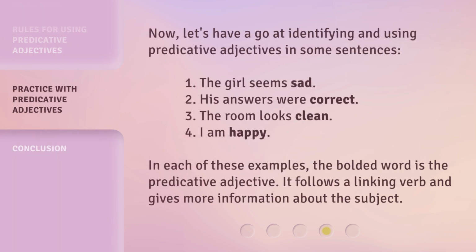Now, let's have a go at identifying and using predicative adjectives in some sentences. 1. The girl seems sad. 2. His answers were correct. 3. The room looks clean. 4. I am happy. In each of these examples, the bolded word is the predicative adjective. It follows a linking verb and gives more information about the subject.